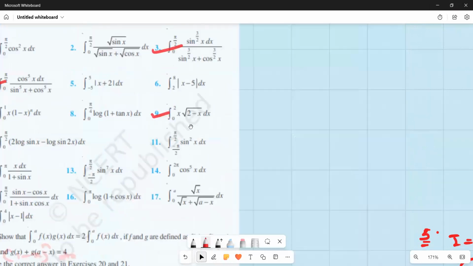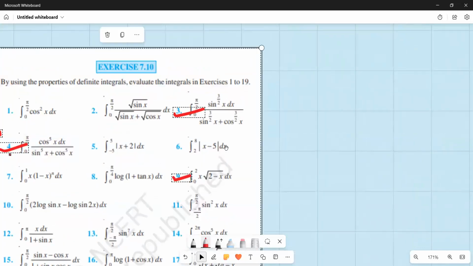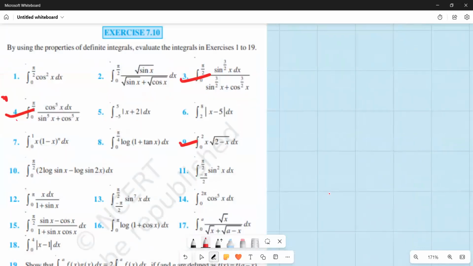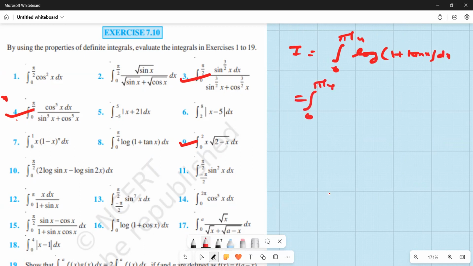Question number 8. I is equal to the integral from 0 to pi by 4 of log of 1 plus tan x dx. So use a minus x only. So the integral from 0 to pi by 4 of log of 1 plus tan of (pi by 4 minus x). Here x is replaced by pi by 4 minus x.